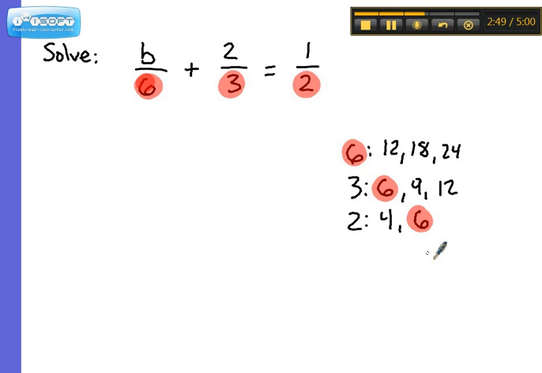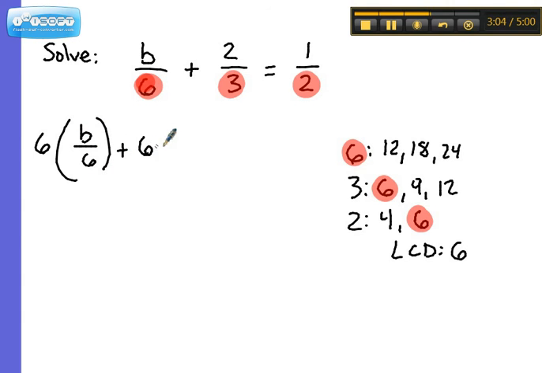So our least common denominator is 6, which means we're going to multiply everything here by 6. Everything from our original equation we're going to multiply by 6. So it's 6 times b over 6 plus 6 times 2 over 3 equals 6 times 1 over 2.